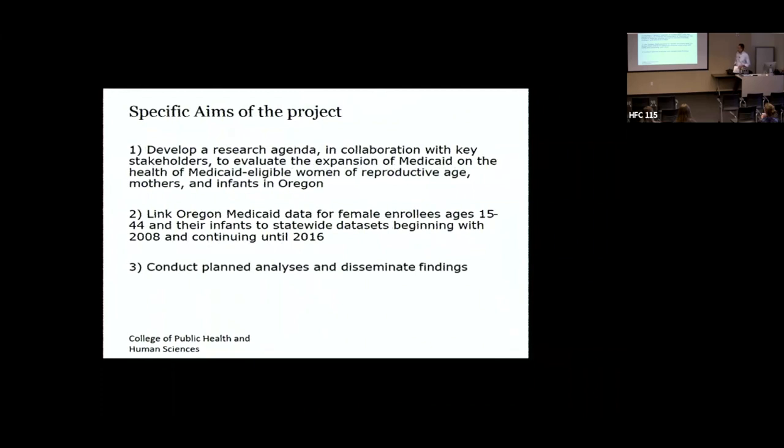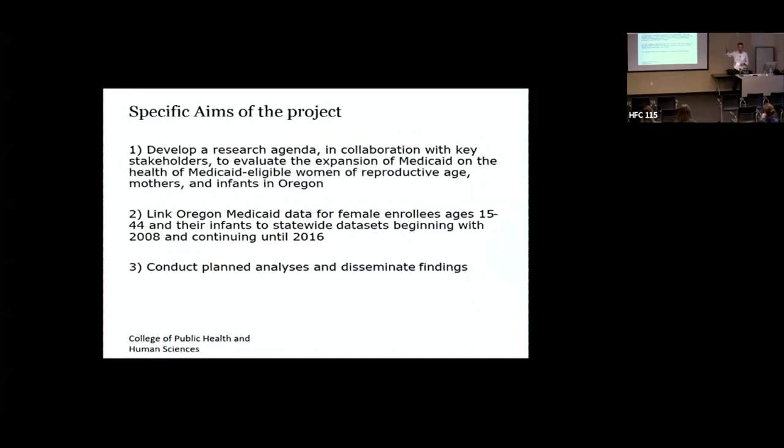And so the project had three specific aims: to develop a research agenda about the issues that I just described. And then the core activities were these two. First of all, to link some large data sets for women aged 15 to 44. So that's the CDC definition of reproductive age. And their infants, and we actually were able to expand the definition of infants from 0 to age 3, not just 1, but for the first 3 years of life, get data for all those kids.